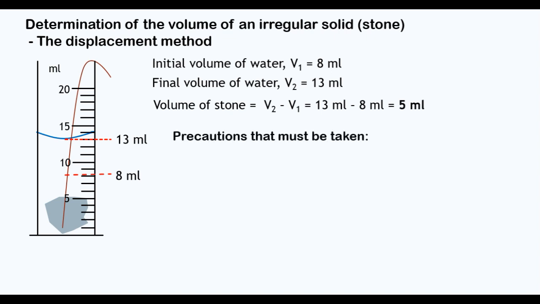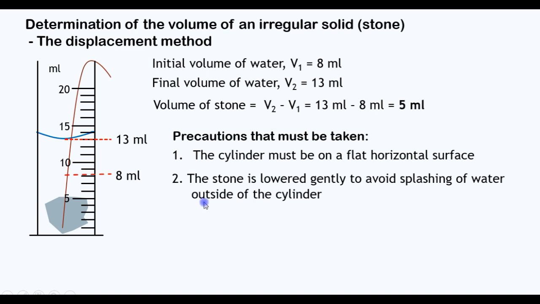Now there are several precautions that must be taken when carrying out this experiment. First, the cylinder must be on a flat horizontal surface. If it is not on a flat horizontal surface, the cylinder might be tilted, which will change the level of water in the cylinder. Next, the stone must be lowered gently to avoid splashing of water outside of the cylinder. So if the stone is lowered quickly into the water, water might splash out of the cylinder, which will change the initial volume of water V1.